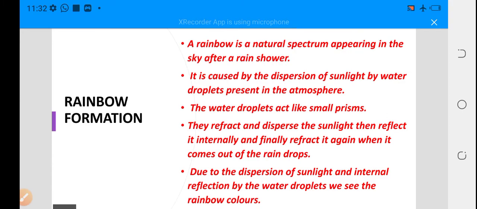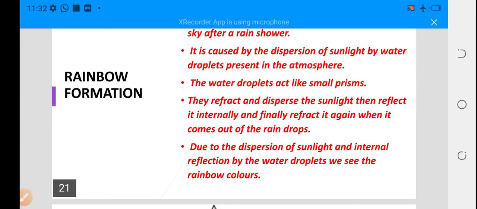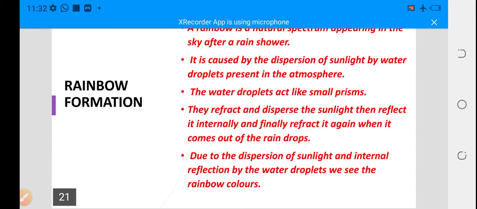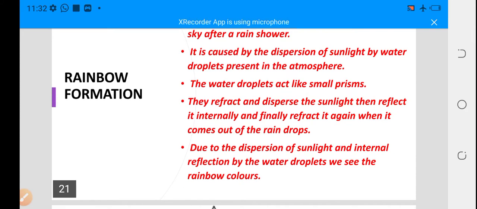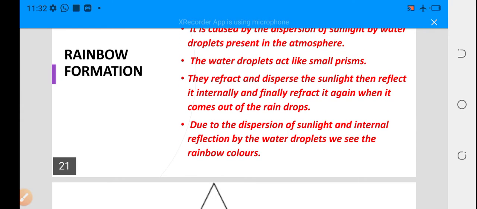Next, about rainbow formation. A rainbow is a natural spectrum appearing in the sky after a rain shower. After the rain falls, you might see this. It is caused by the dispersion of sunlight by the water droplets present in the atmosphere. The water droplets act like small prisms. They refract and disperse the sunlight, then reflect it internally and finally refract it again when it comes out of the raindrops. Due to the dispersion of sunlight and internal reflection by the water droplets, we see rainbow colors.